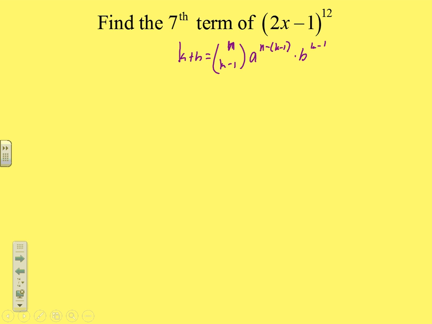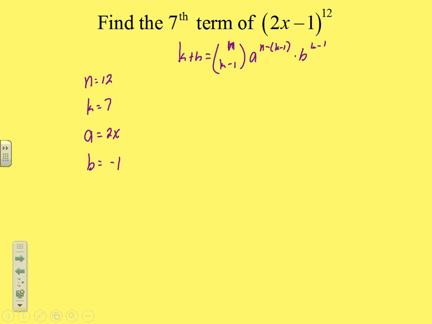So here, looking at the variables that we're going to substitute, n in this case is 12. That's the exponent of the binomial itself. K is the term that we're looking for. That's the 7th one that we want in this case. A, the first term of the binomial, in this case will be 2x, and b, the second term of the binomial, in this case is a negative 1.